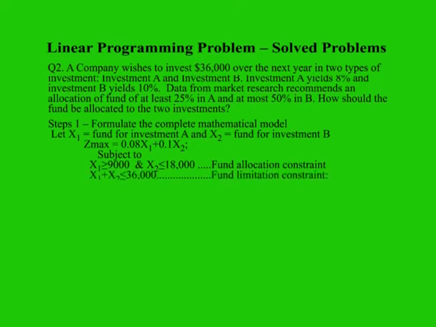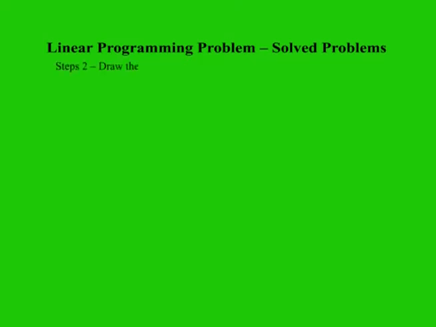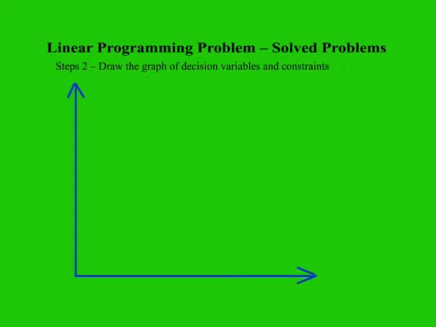Fund limitation constraint x1 plus x2 less than or equal to 36,000. Non-negativity restriction x1 greater than or equal to 0 and x2 greater than or equal to 0. Step 2. Draw the graph of decision variables and constraints. As usual, decision variable position on the y-axis starts from 0 and extends upward, and that on the x-axis starts from 0 and extends to the right.